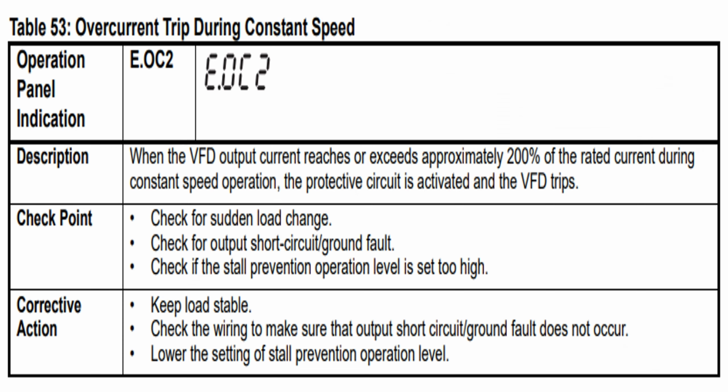There is one error code, E.OC2, overcurrent trip during constant speed. This is because when a motor is running continuously and suddenly the current increases by 200% of what we have set in the VFD of the motor. Here are a few possible reasons. One, a sudden load increase, like in the gearbox, motor, or chain, might be anything. So suddenly the load is changing. First reason could be this.